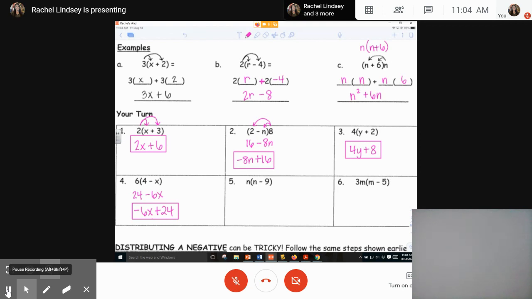Okay, and what did y'all get for number 5? Yes, n squared, or n to the power of 2, minus 9n. And then on number 6, what did y'all get? 3n squared minus 15n. Yes. Okay, anybody got any questions so far?